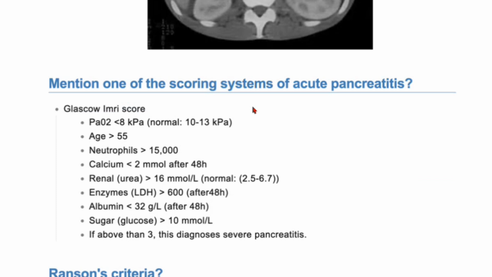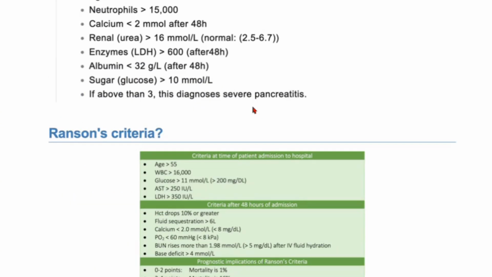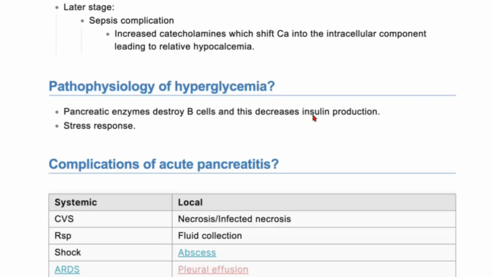I don't think that you need to mention the radiological one. You mainly need to mention the Glasgow, IMRI and Ransom criteria, and I don't think that you need to go through the specifics of it. I think they're just asking for the names of the scoring system and what the importance of this is, and you've clearly mentioned that one is for prognosis or prognostication of your patient, and they are both done on admission within 48 hours. This is exactly what's needed when you answer this question.